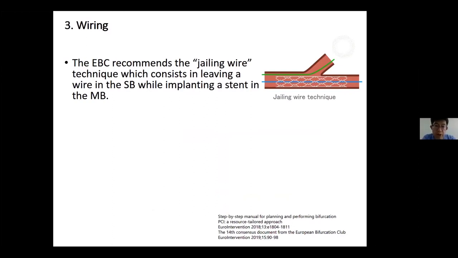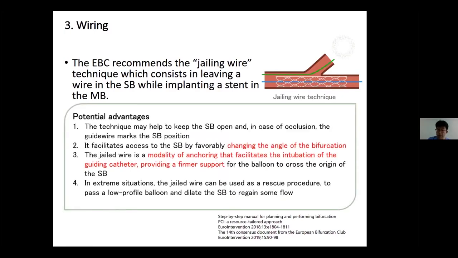The ABC recommends the jailed wire technique, which consists of leaving a wire in the side branch while implanting a stent in the main branch. It means a positional advantage here. It's a very important thing. Second, it facilitates access to the side branch by favorably changing the angle of the bifurcation. This is very important.